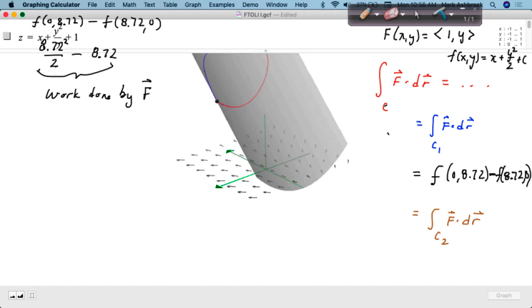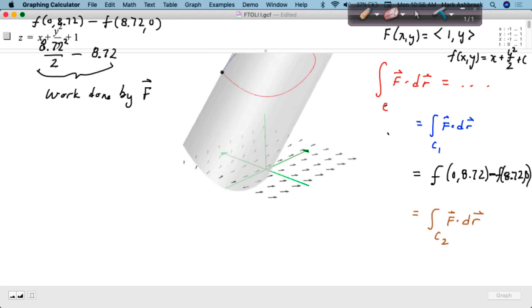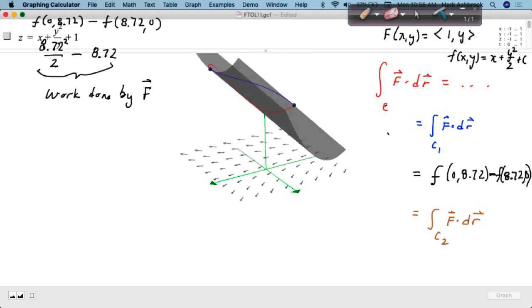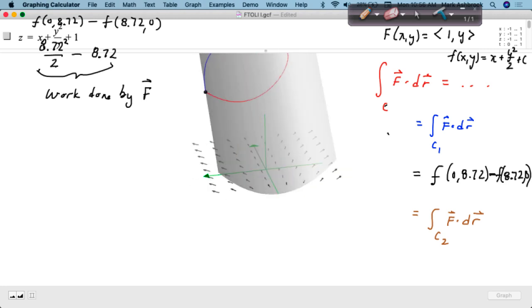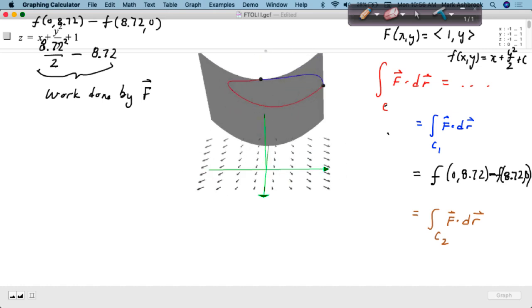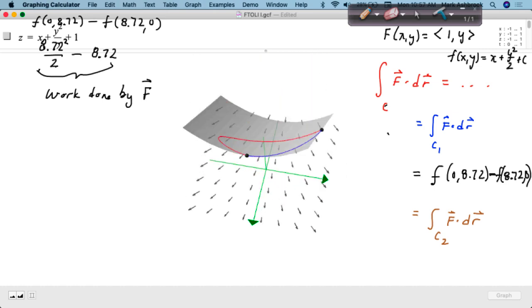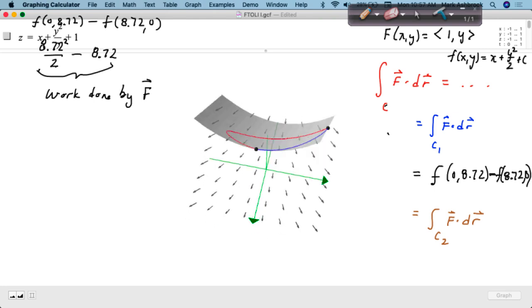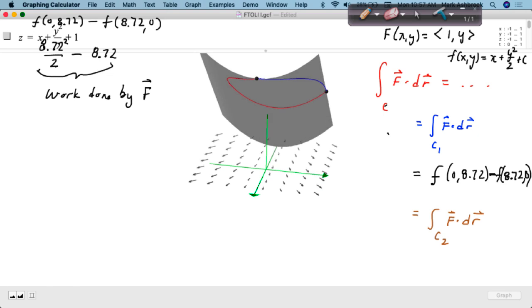So really, we could think about these paths as paths from the point in R3. Those were those paths like that. But now in R3, what does this value represent then? If it's f of 0, 8.72 minus f of 8.72 comma 0, what about the z-values?